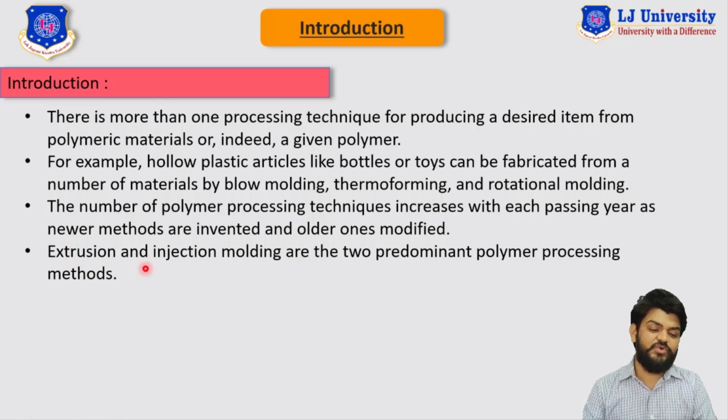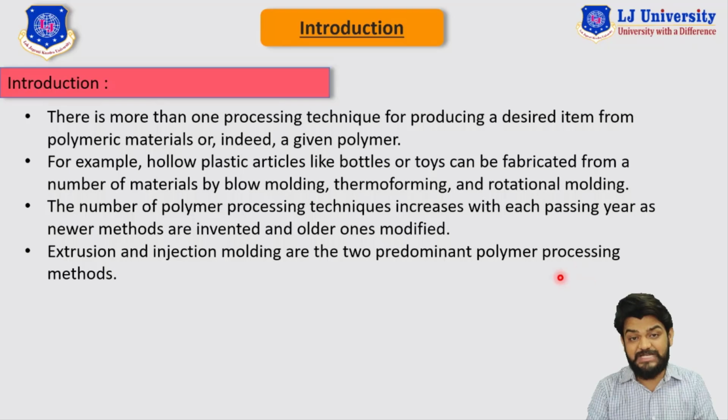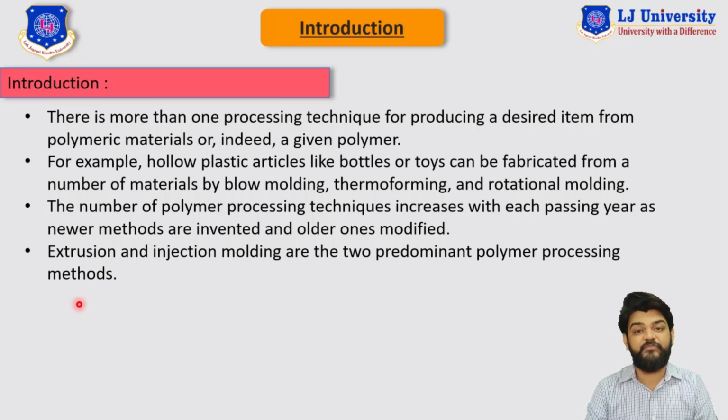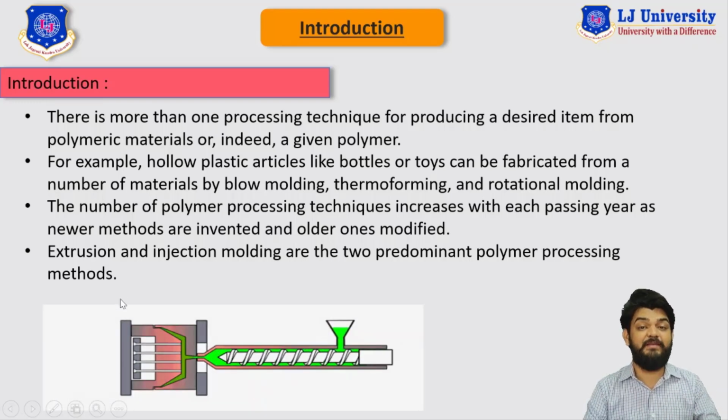Then extrusion and injection molding are two of the predominant polymer processing methods. So these are basically the two main processes being used in day-to-day life nowadays to convert our polymer into a form suitable for day-to-day lives. So these are the two major types of unit processes, or polymer processing operations, that are performed, right? So let's quickly understand this molding by means of one animation, right?